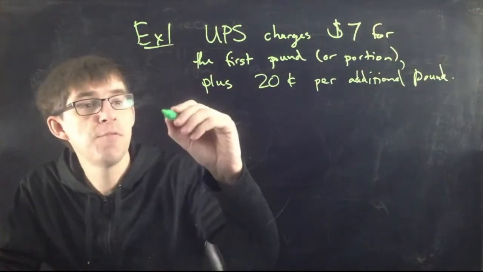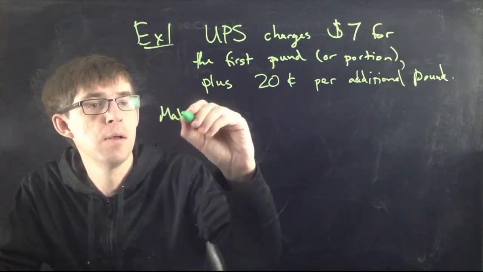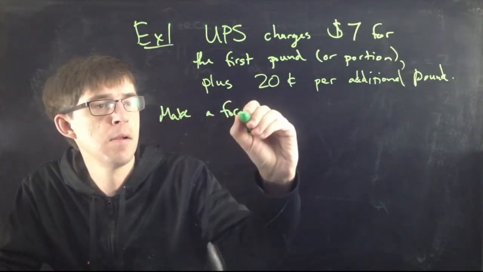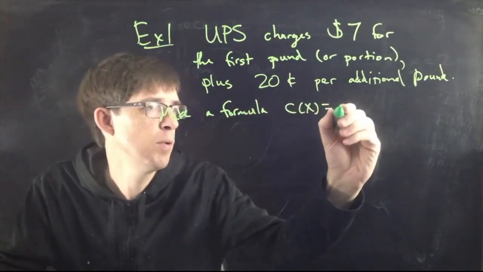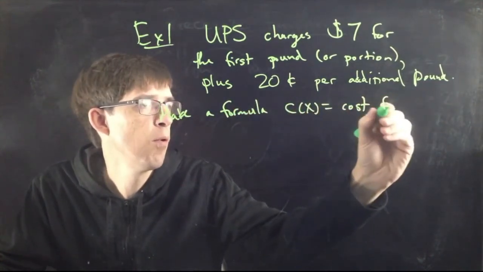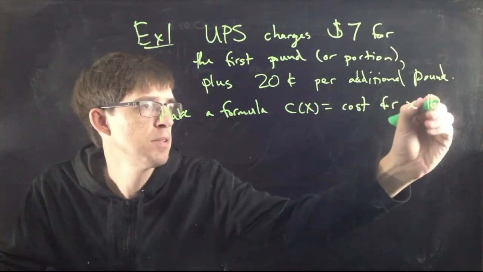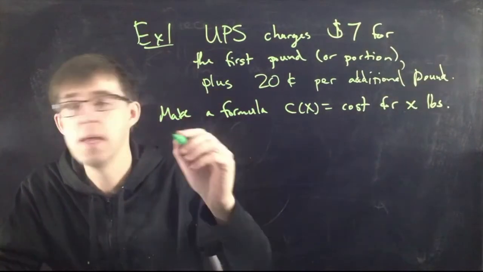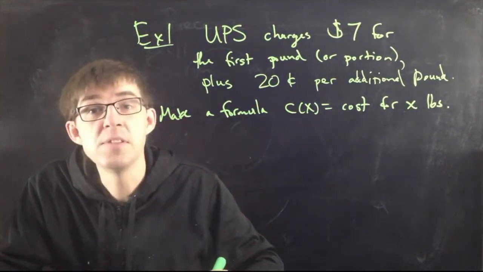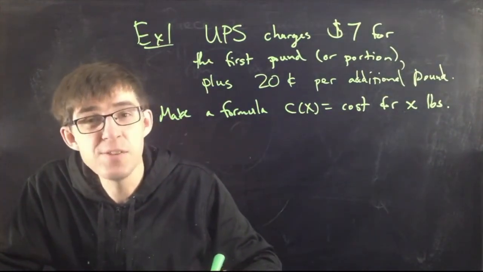I would like to write a formula. Let's make a formula. I'll call it C of x, and I want this to equal the cost for x pounds. All right? C of x. C is for cost. I'm here to tell you this is going to require a piecewise function.